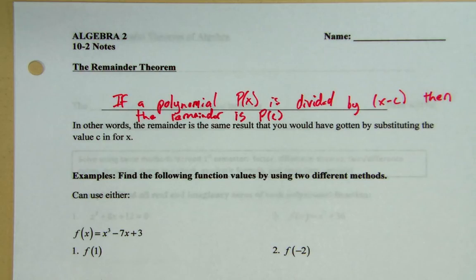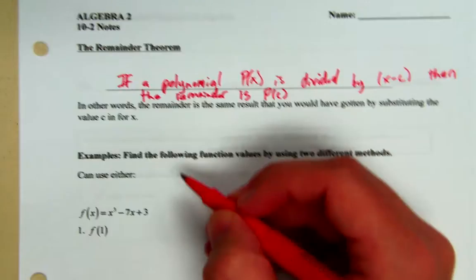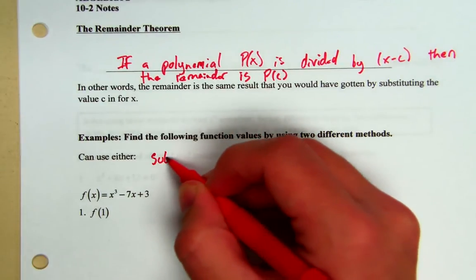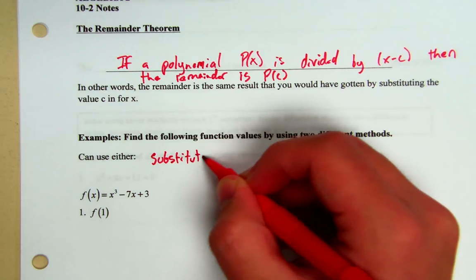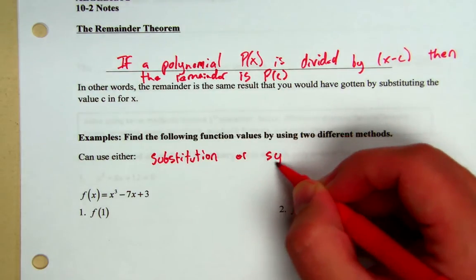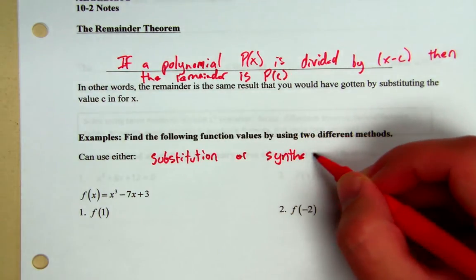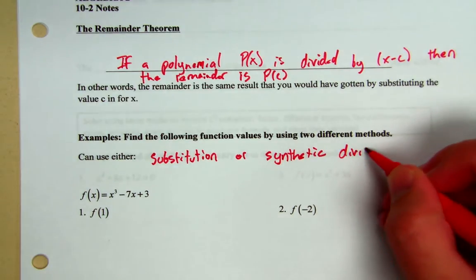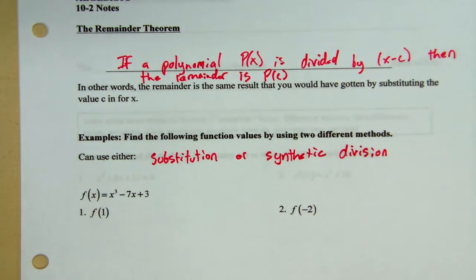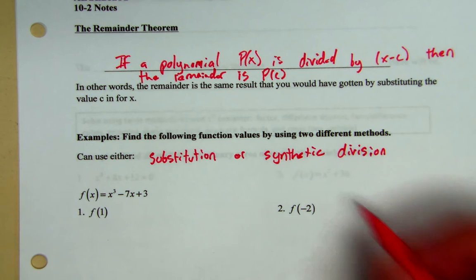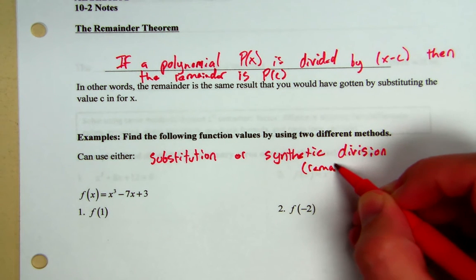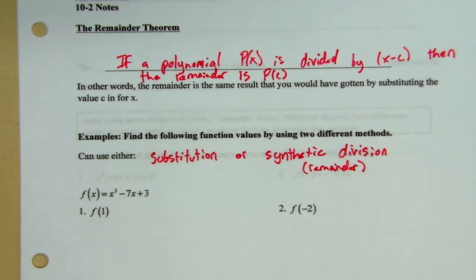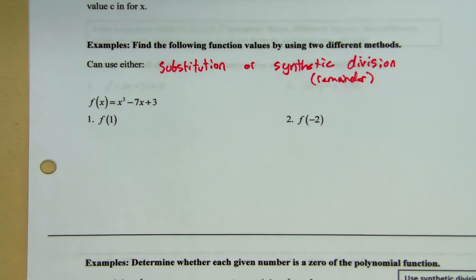So basically what we can say here is, to find the following, f of 1 and f of negative 2, we can do that two different ways. We can either substitute or synthetically divide. So you can either use substitution or synthetic division. And when you synthetically divide, it's the remainder that we're looking for. So let's show this two different ways, which your homework will ask you to do.